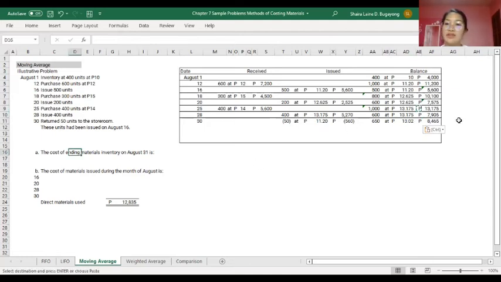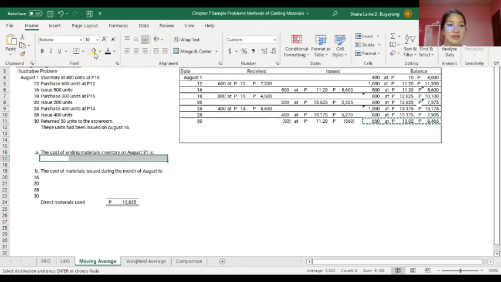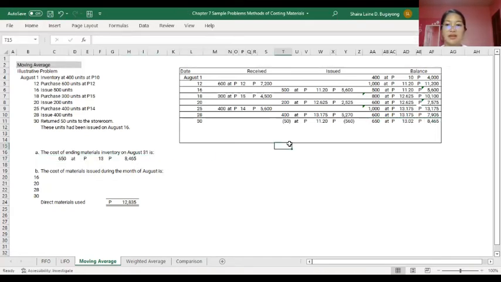So our cost of ending inventory is this one. And then the cost of the materials issued is 12,835.